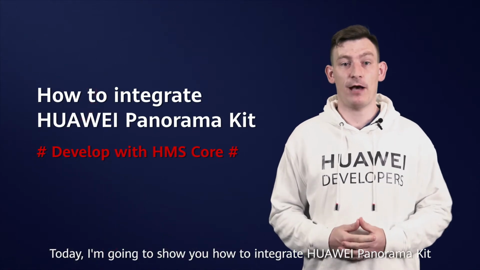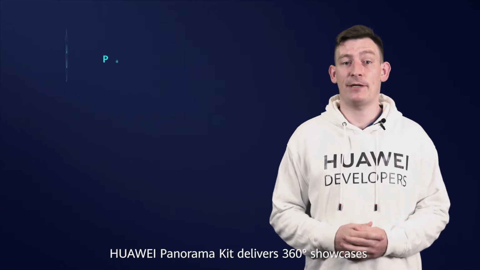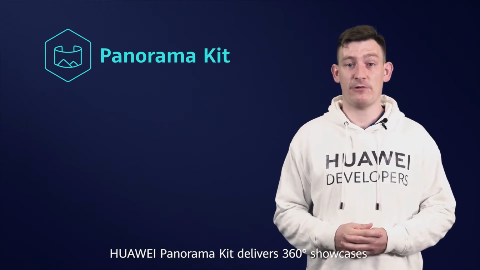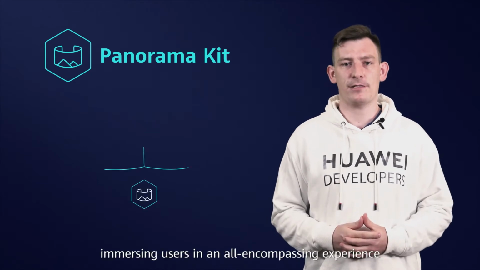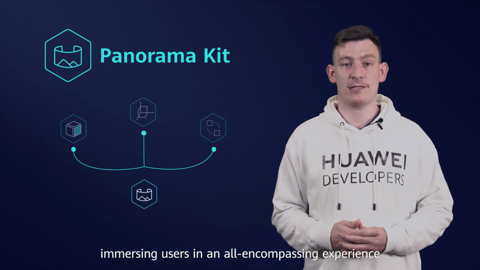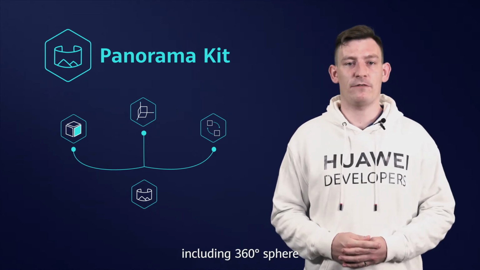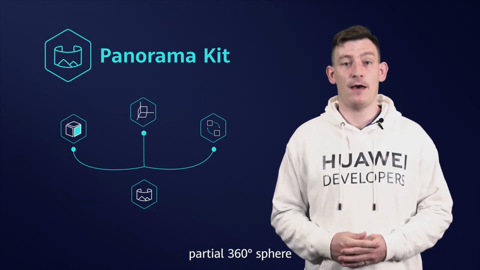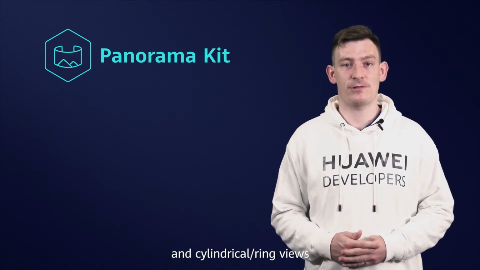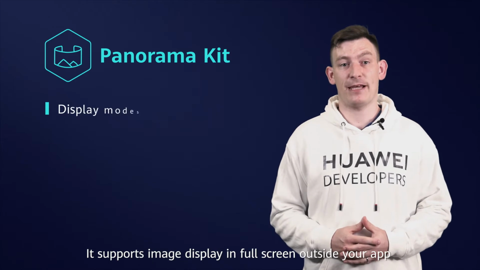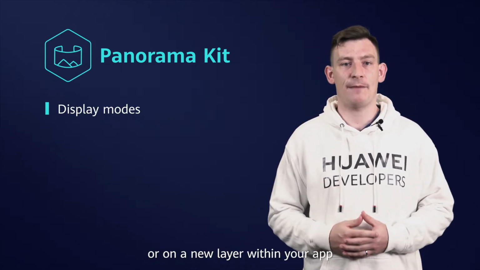Today I'm going to show you how to integrate HUAWEI Panorama Kit. HUAWEI Panorama Kit delivers 360-degree showcases and interactions in a 3D space, immersing users in an all-encompassing experience. It provides multiple panoramic modes, including 360-degree sphere, partial 360-degree sphere, and cylindrical ring views. It supports image display in full screen outside your app or on a new layer within your app.